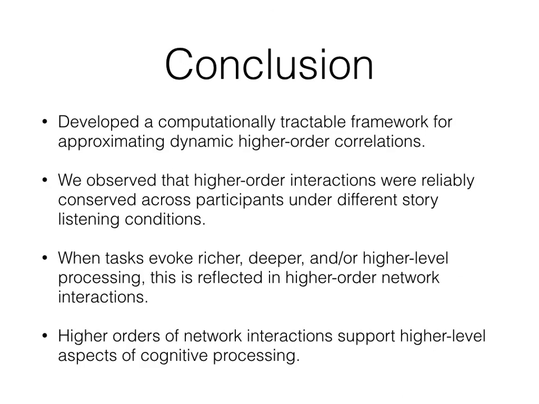Okay, so to wrap up, we created a computationally tractable framework for approximating dynamic higher order correlations. Using our method, we found that higher order interactions were reliably conserved across participants. And when tasks evoke richer and deeper higher level processing, this is reflected in the higher order network interactions. And we also found that higher orders of network interactions support higher level aspects of cognitive processing.